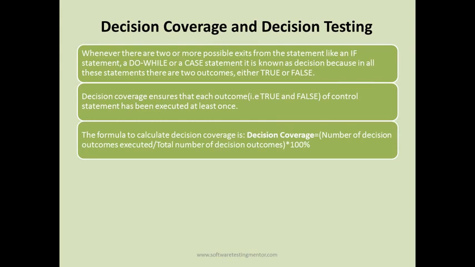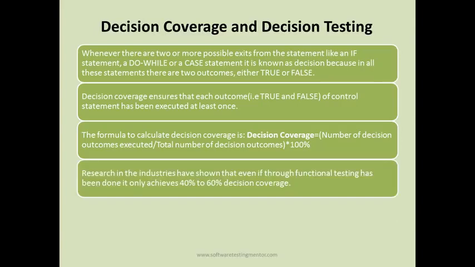The formula to calculate decision coverage is the number of decision outcomes that have been executed upon the total number of decision outcomes in the software, times 100. Research in industry has shown that even if functional testing has been done, it only achieves 40 to 60% decision coverage. So black box testing doesn't achieve 100% decision coverage.